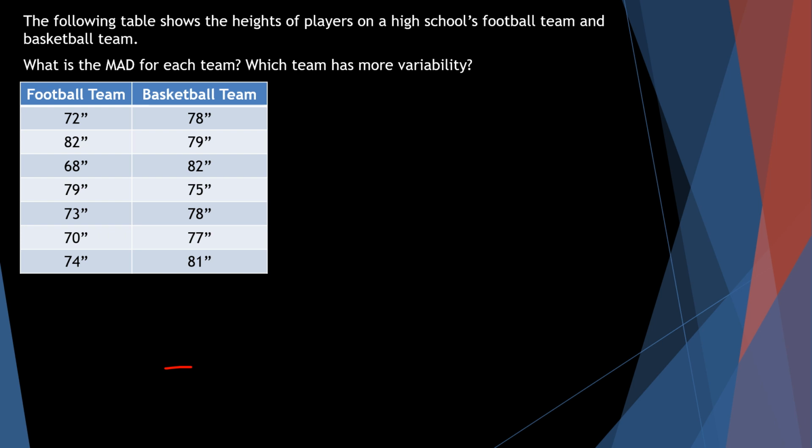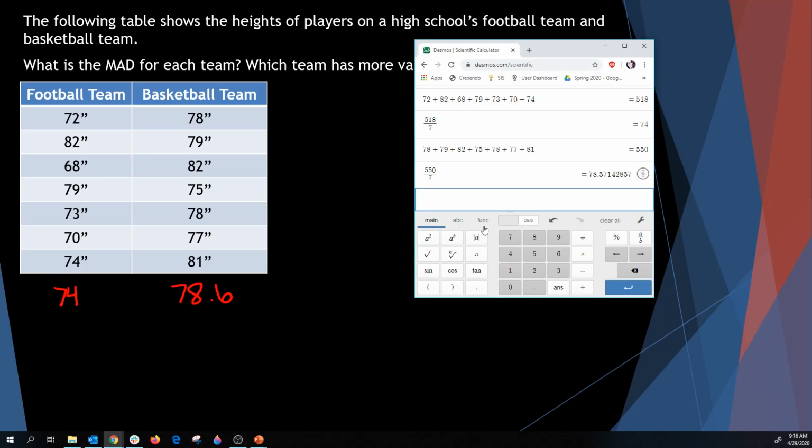Now this next question is asking us, well, what is the mean absolute deviation for each and which team has more variability? So we already know that the average of the football team is 74, and we know that the average of the basketball team is 78.6. So that's our first step. We already did that in the previous problem. So now all that we need to do is type in and do all of our subtraction. Remember, first is find your average, second is do subtraction. So let's do subtraction with the football team first. And I'm subtracting all my data points from my average or my mean.